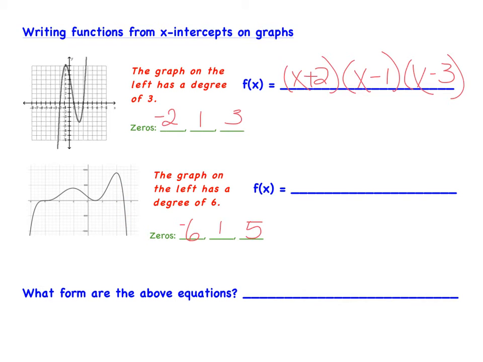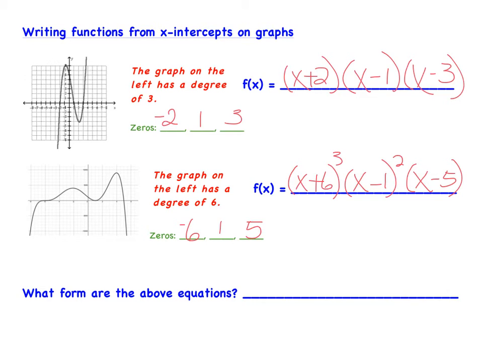So we're actually ready to write our equation. So it will be f of x equals x plus 6 to the 3rd power times x minus 1 to the 2nd power times x minus 5 to the invisible 1st power.